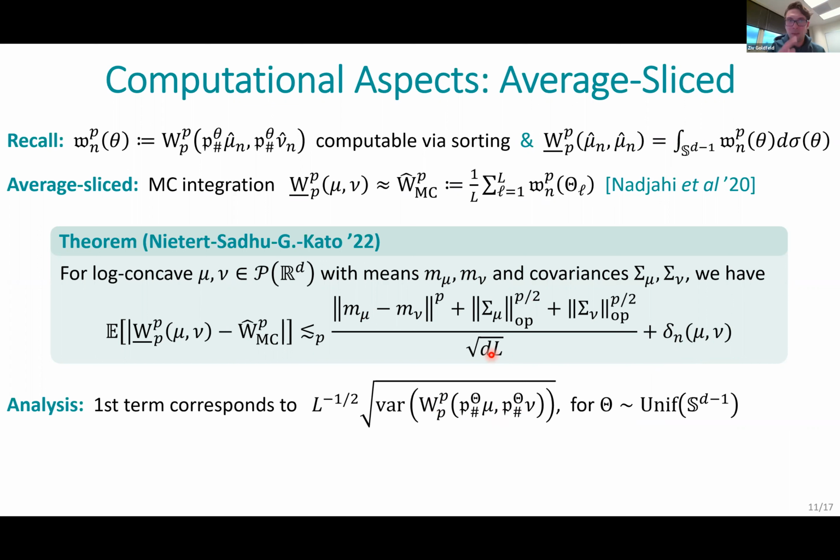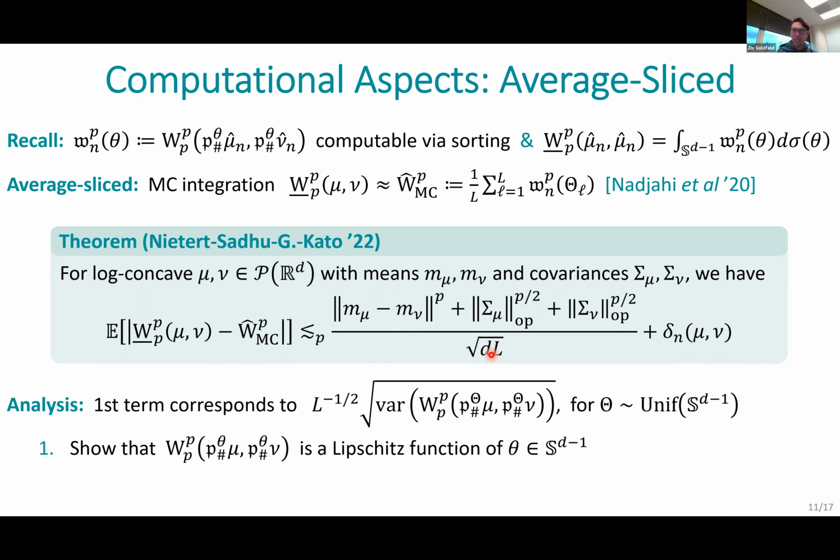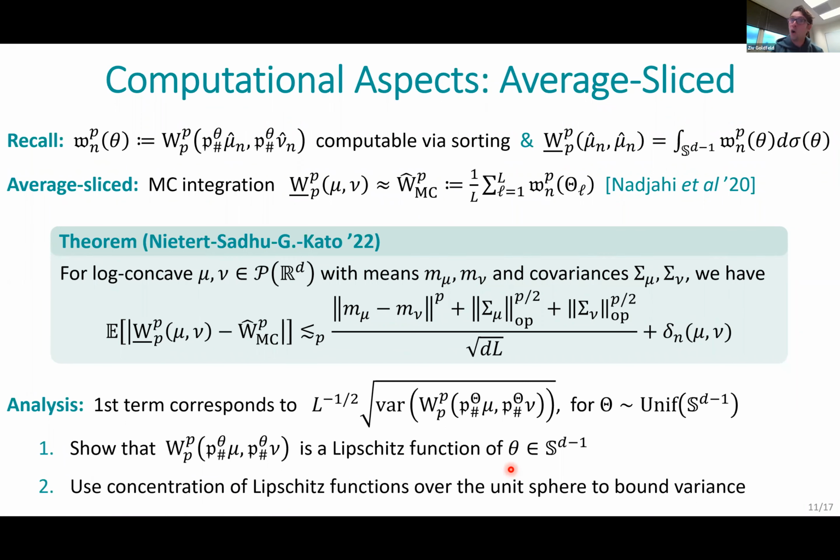Okay. And it turns out that the key step here is to show that this projected distance, this W of theta function of mine, is in fact Lipschitz continuous in theta. And we also characterize its Lipschitz constant. And this allows us to use concentration arguments of Lipschitz functions over the unit sphere in order to arrive at this variance bound over here.